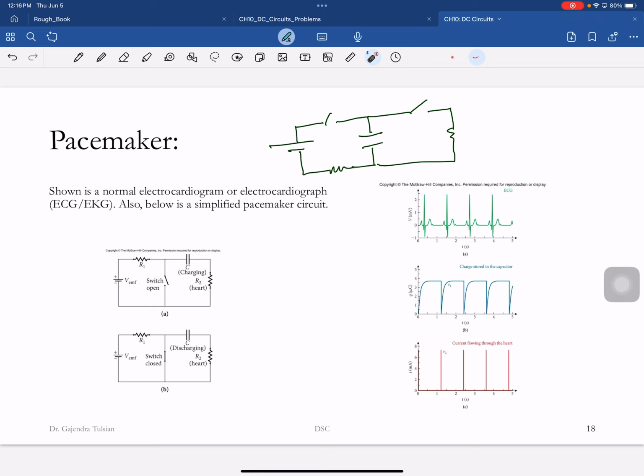Okay, how are you going to decide that? When you go for a run, you're starting to breathe faster, and your breathing rate will control the value of this resistance.